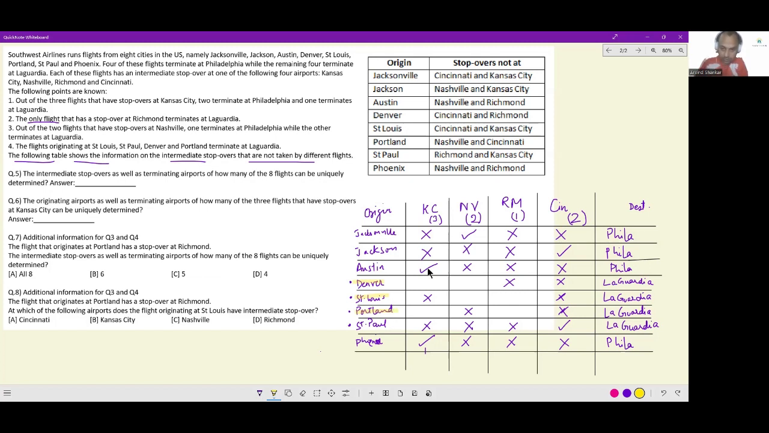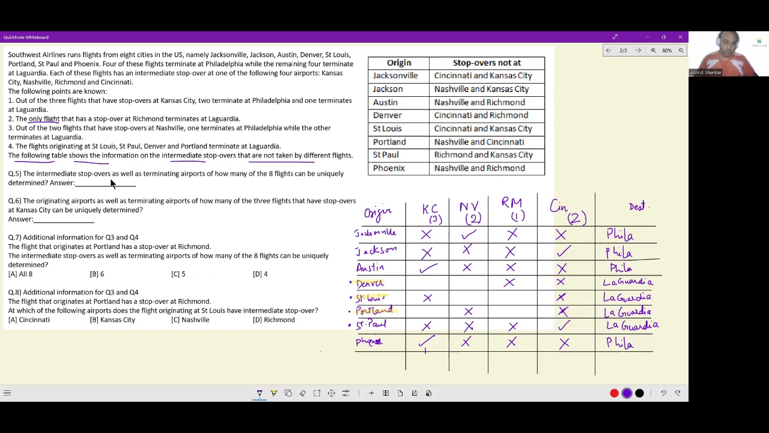Let's say Denver can go to Kansas City. If it goes to Kansas City, then I can fill out everything straight away. If Portland goes to Kansas City, I can fill out everything straight away. But until that time, we are sure of that, we can't really fill it out. We are absolutely certain of Jacksonville, Jackson, Austin, St. Paul, and Phoenix flights. But for Denver, St. Louis, and Portland, we don't know the interim stopover destination.